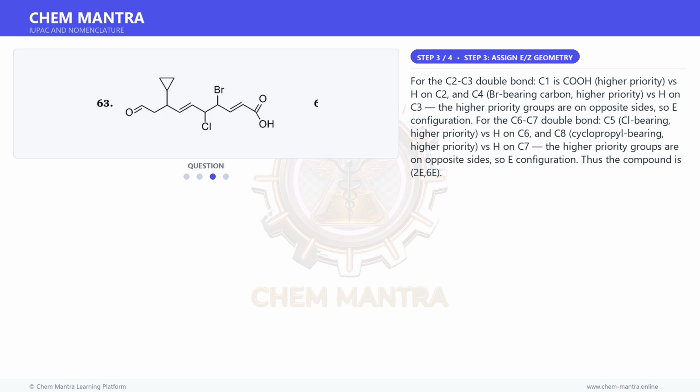For the C2, C3 double bond, C1 is COOH, higher priority, versus H on C2, and C4, the Br-bearing carbon, higher priority, versus H on C3. The higher priority groups are on opposite sides, so E configuration. For the C6, C7 double bond, C5, Cl-bearing, higher priority, versus H on C6, and C8, cyclopropyl-bearing, higher priority, versus H on C7. The higher priority groups are on opposite sides, so E configuration. Thus the compound is 2E, 6E.